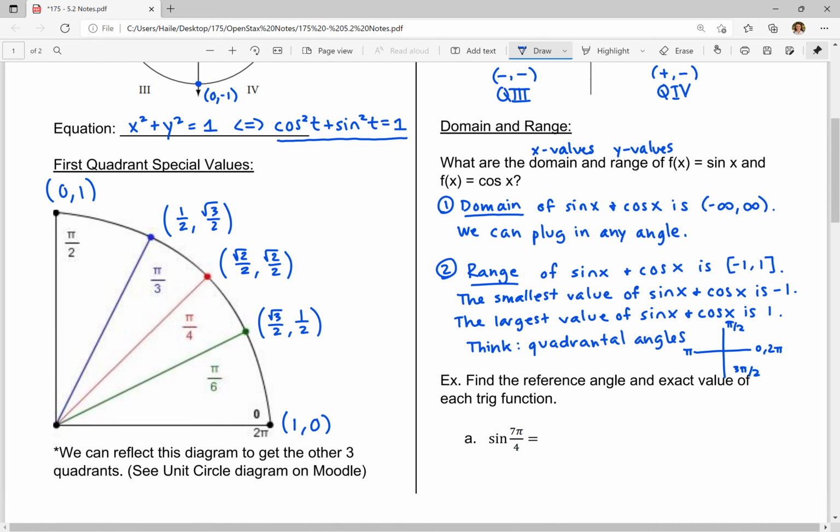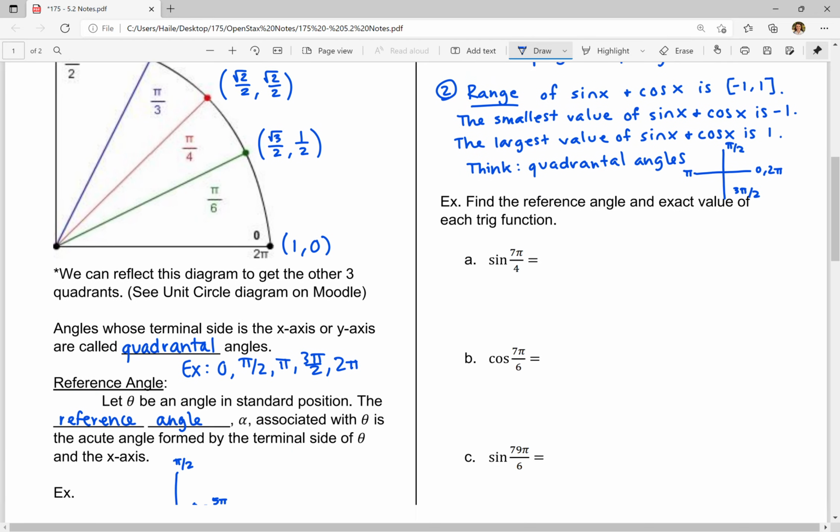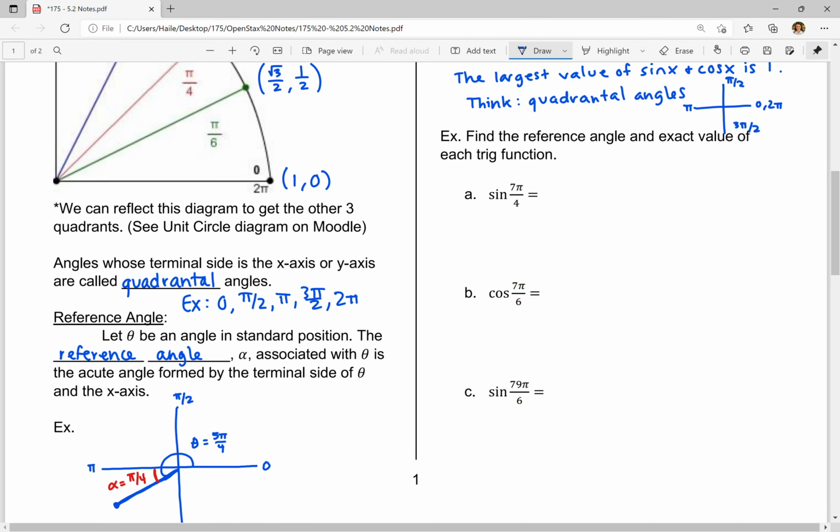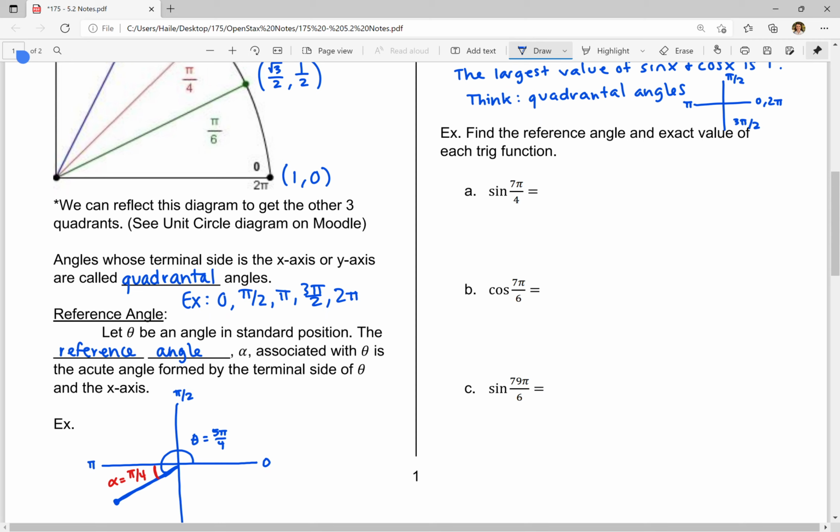So now what we're going to do is tie this all together and talk about actually finding a reference angle, but then using that reference angle to evaluate a trig function. Okay, so first we have the sine of 7 pi over 4. So first of all, let's think about where this is on the unit circle.